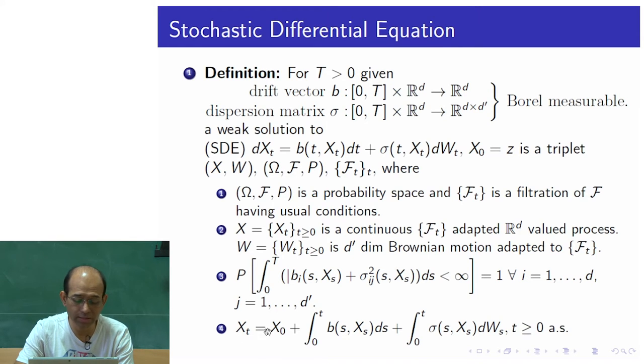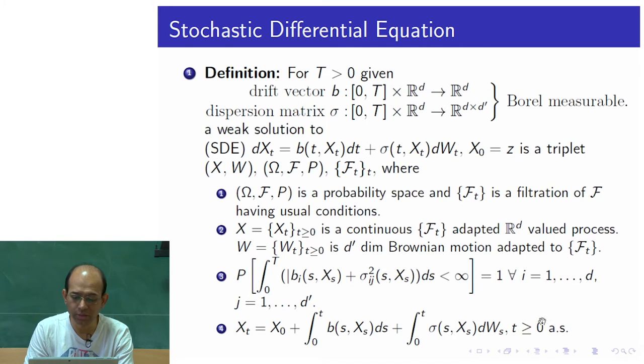Okay, so that is written here, that X_t solves this, that if you integrate both sides, X_t is equal to X_0 plus integration 0 to t of b(s, X_s) ds plus integration 0 to t of sigma(s, X_s) dW_s, for all t greater than or equal to 0. Okay, so this is true for all t, pathwise, so this is true with probability 1.